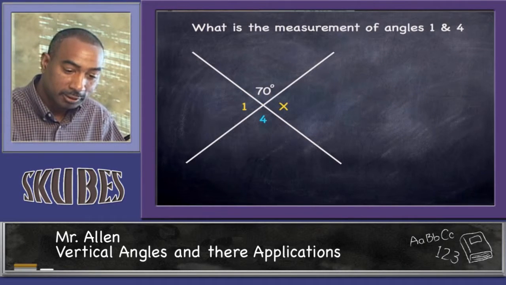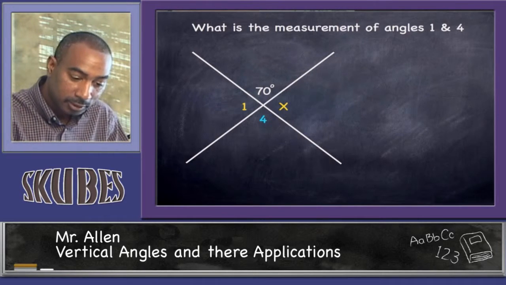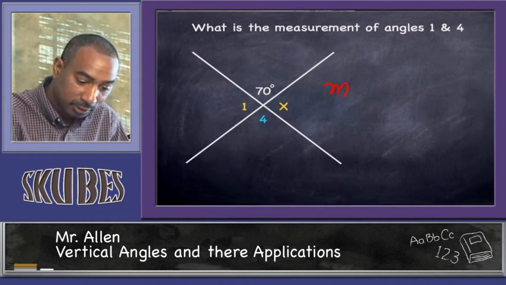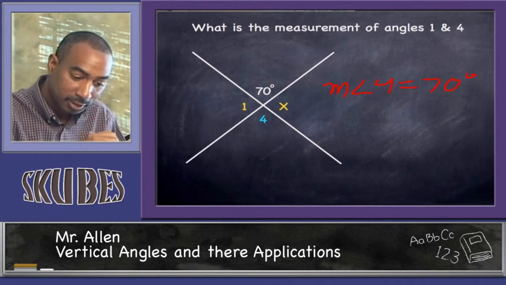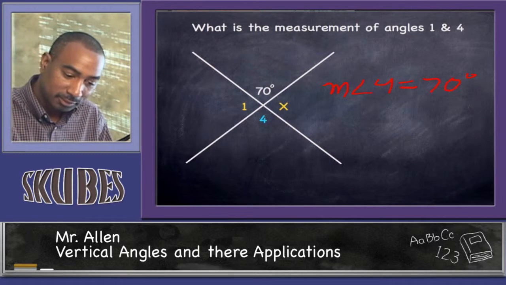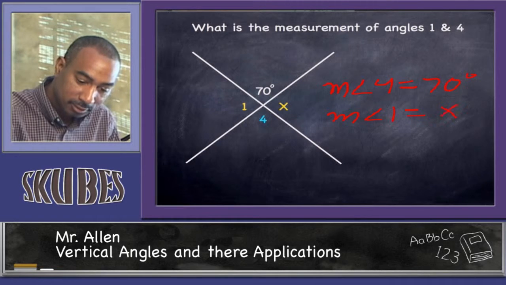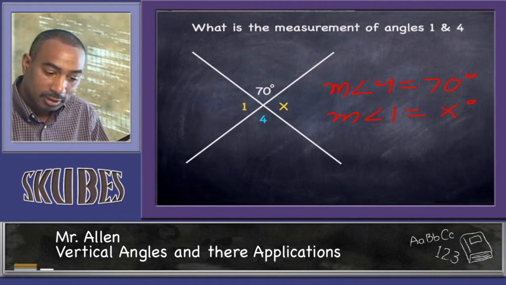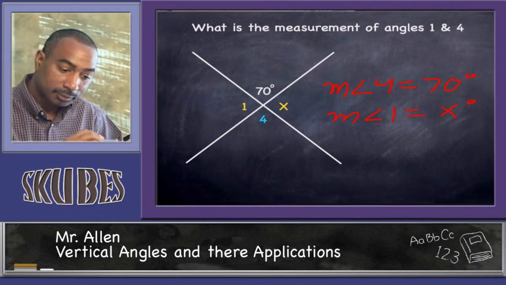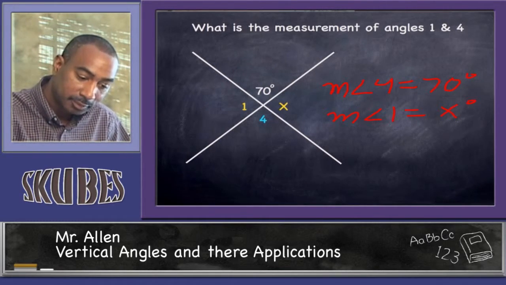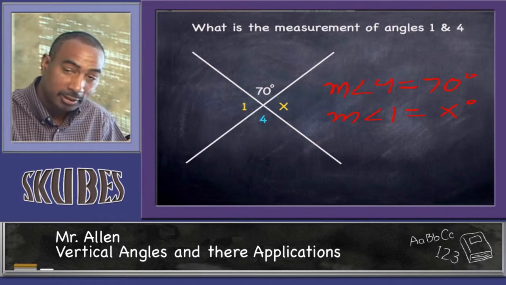What is the measurement of angles 1 and 4? Well, we know that the measurement of angle 4 equals 70 degrees. What about the measurement of angle 1? It's true that the measurement of angle 1 equals x degrees. But you have to use the other geometric concept, that the sum of two angles that form a straight angle has to equal 180 degrees.